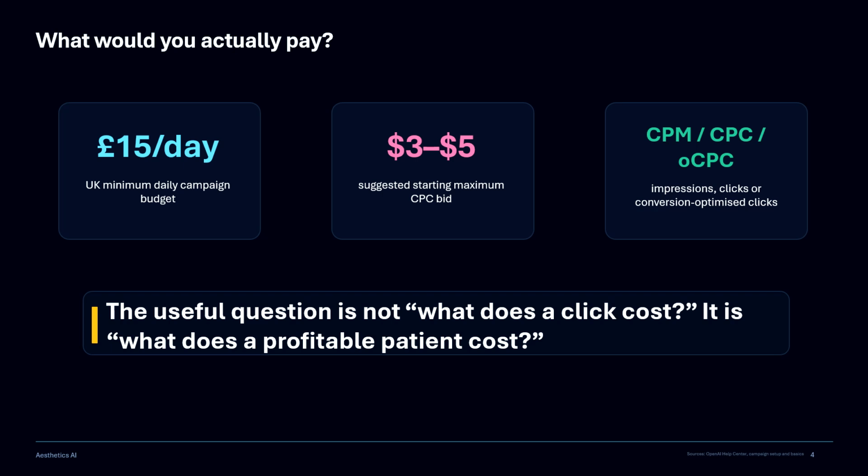And the headline numbers are interesting. OpenAI currently offers several ways of buying advertising. So there's CPM, or cost per thousand impressions, where you really pay to have your advertisement seen. And then there's cost per click, where you pay when someone actually clicks the advertisement. In the UK, OpenAI lists a £15 minimum daily campaign spend. It also recommends that cost per click advertisers consider a maximum starting bid of around $3 to $5 per click.